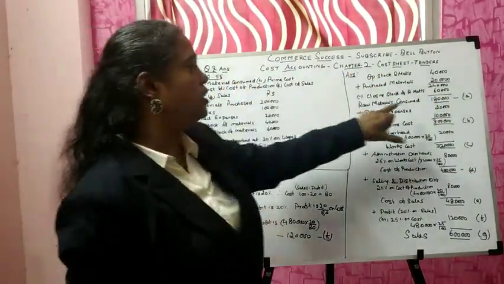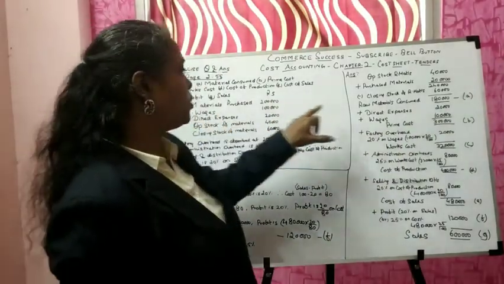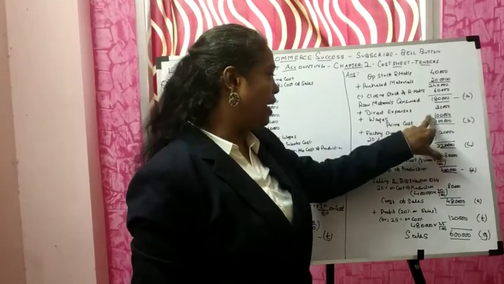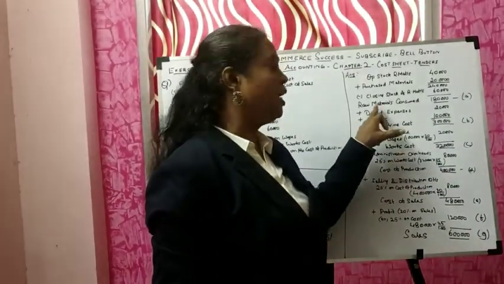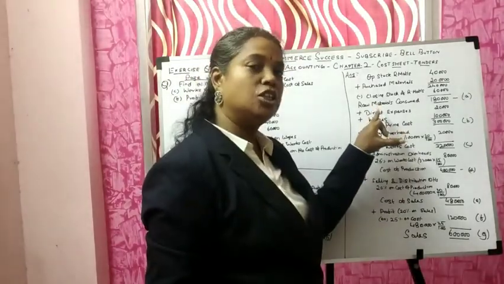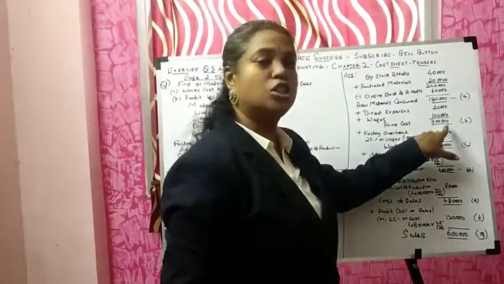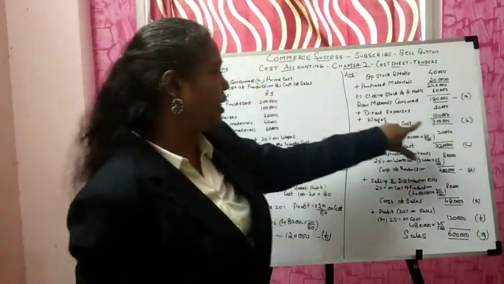Material consumed is 1,80,000. Then you add the direct expenses 20,000. Add the wages 1 lakh. So you will get the prime cost. What is the prime cost? Prime cost is nothing but a total of raw material consumed, direct expenses and the wages. So the prime cost is 3 lakh. So the B answer is prime cost 3 lakh.